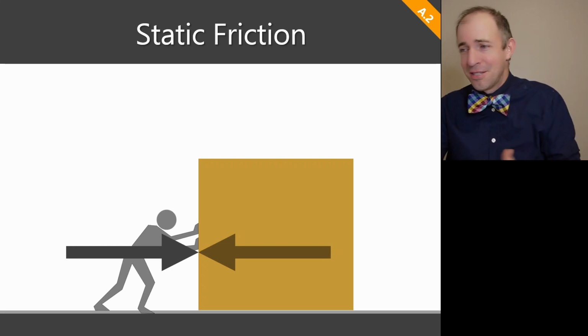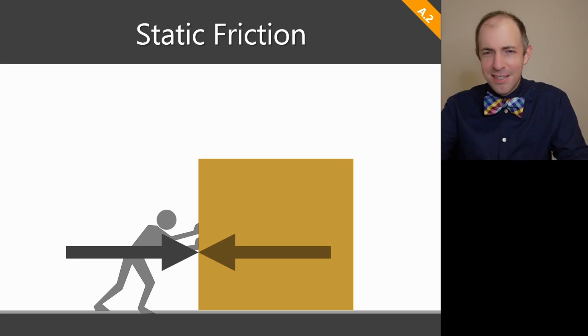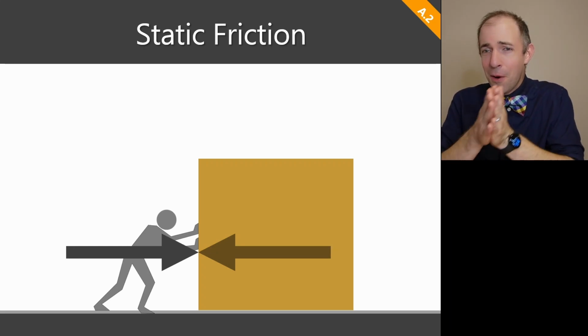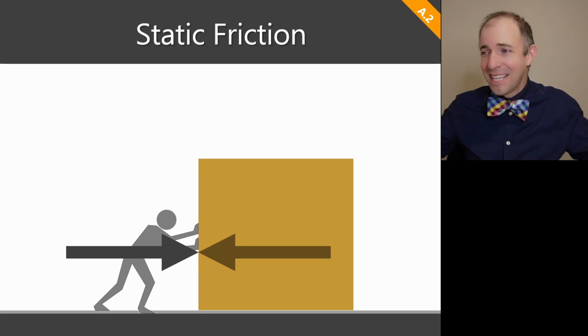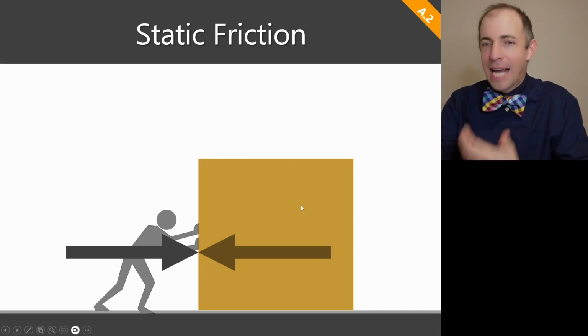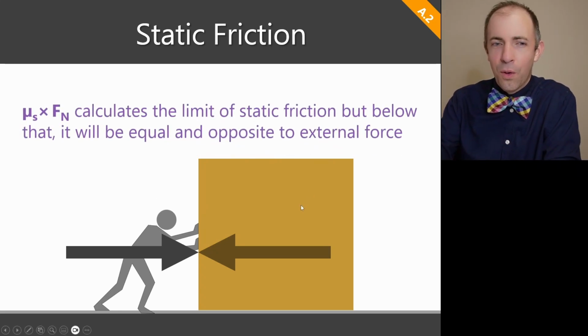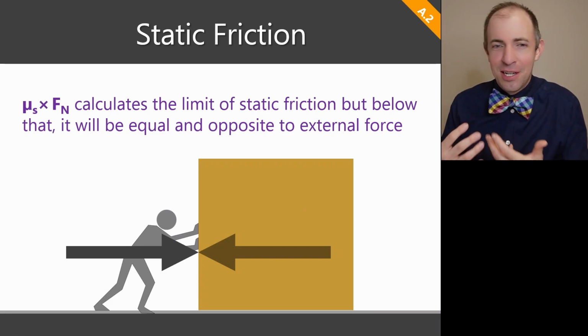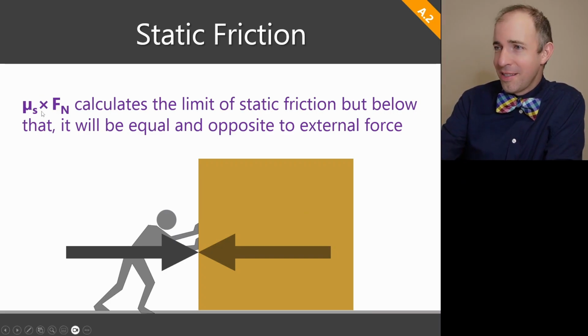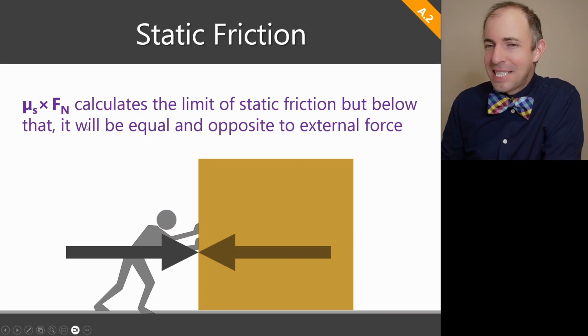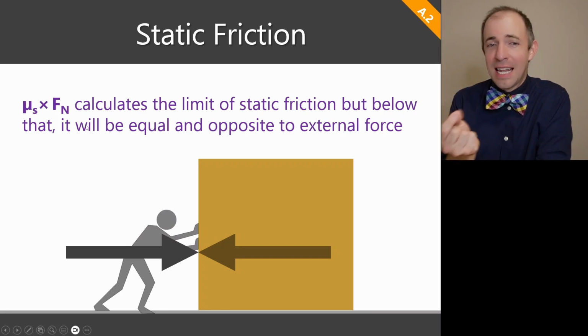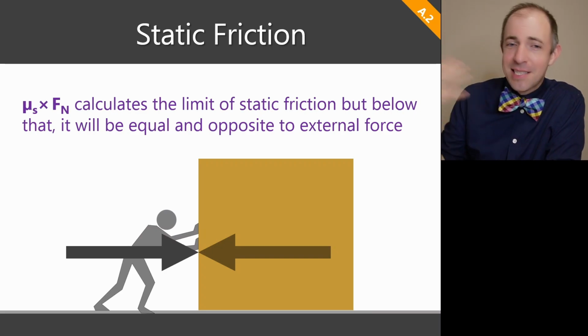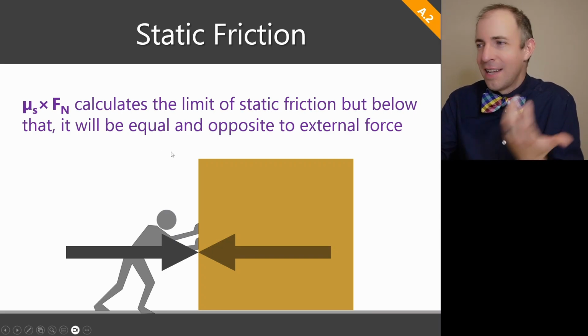Or I push harder still. It still gives me equilibrium. The box is not moving. Static friction was any of those forces, basically anything up until the maximum force that static friction can hold. Once you hit that limit, though, it's no longer static friction and onto dynamic. So when you calculate static friction, it's basically calculating the limit of what static friction can be, but it's going to be equal and opposite to whatever that external force is.